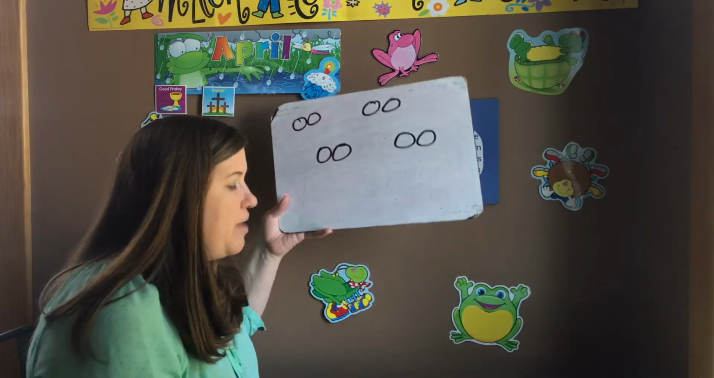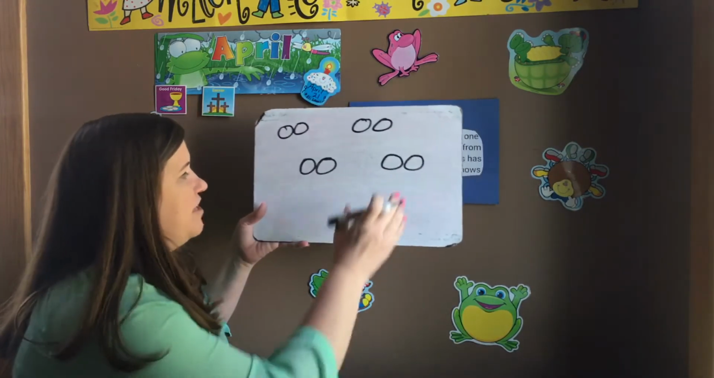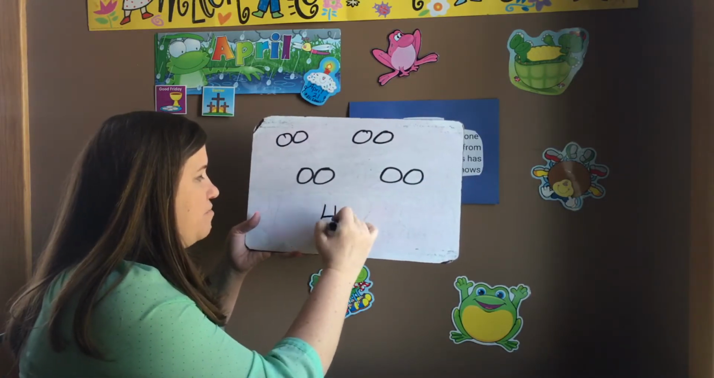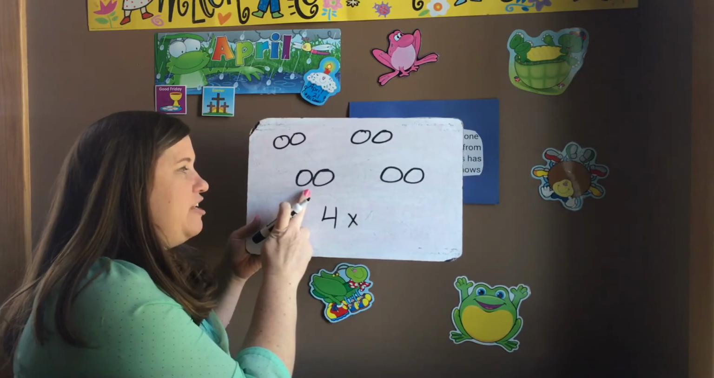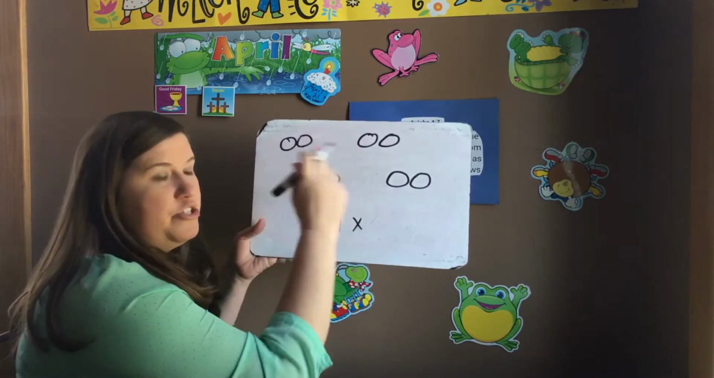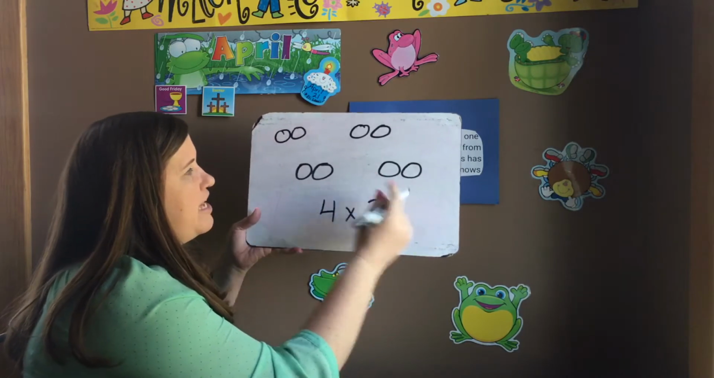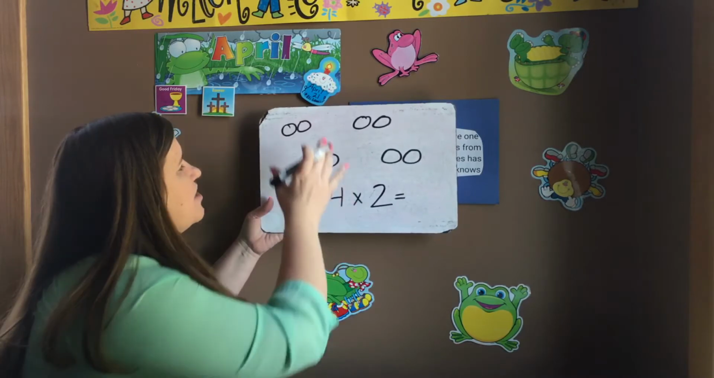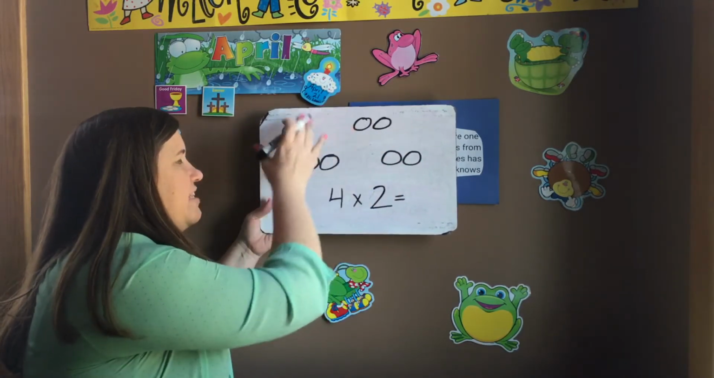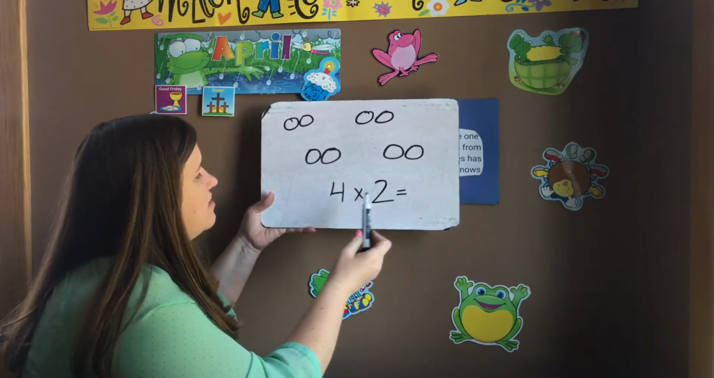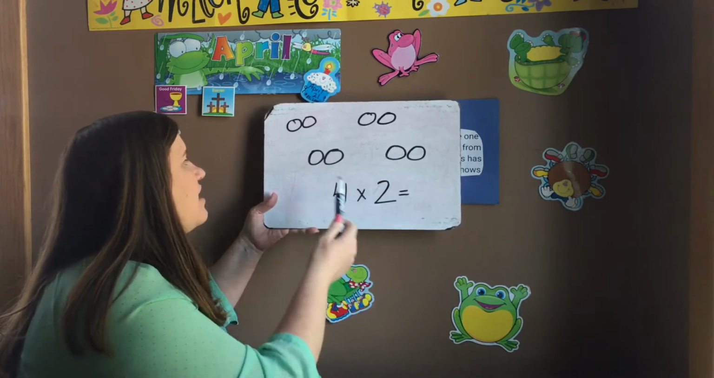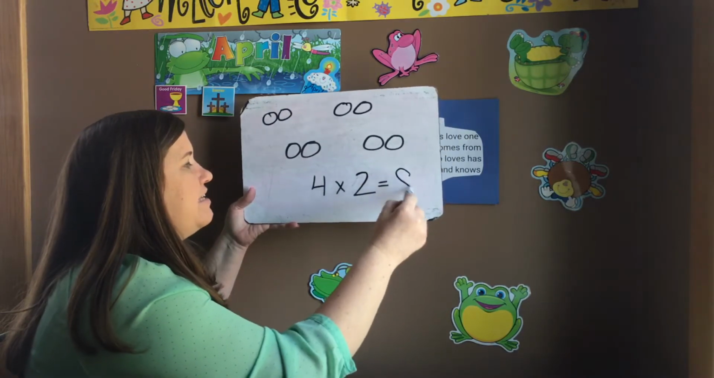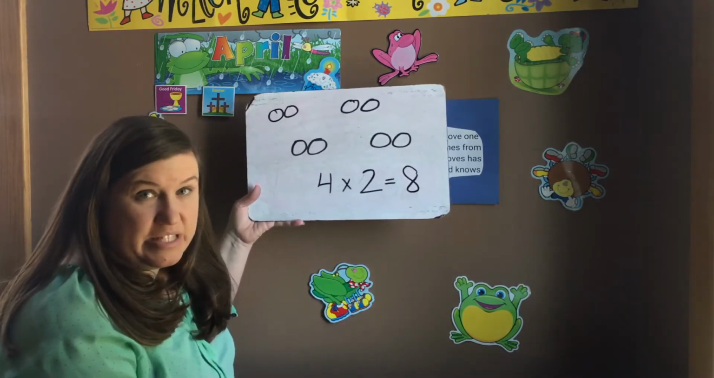Okay, so how many sets do we have here? How many groups? 1, 2, 3, 4. Okay, 4 groups. How many is in each group? 1, 2. 2, okay? So see how it builds a multiplication problem when we have the sets here and how many are in the sets. So we have 4 sets of 2. How many altogether? 2, 4, 6, 8. Okay, there's 8 in that set. Do you see how we do that?